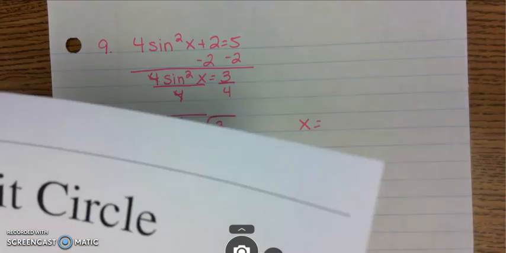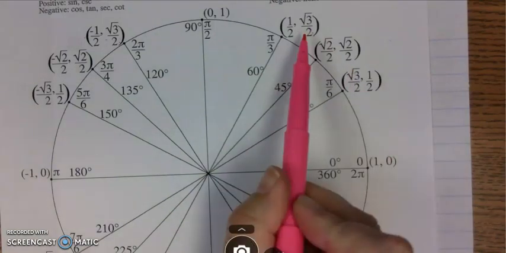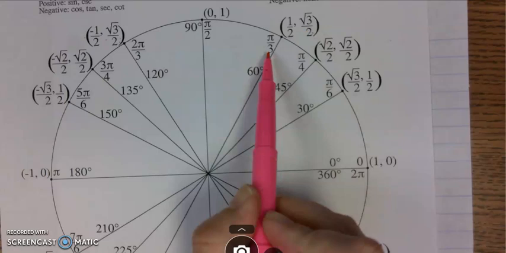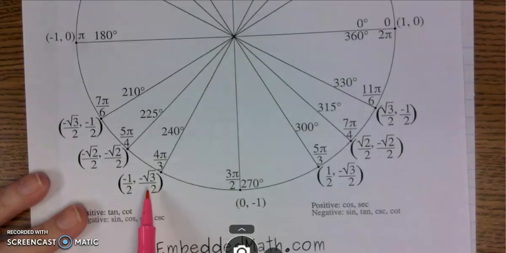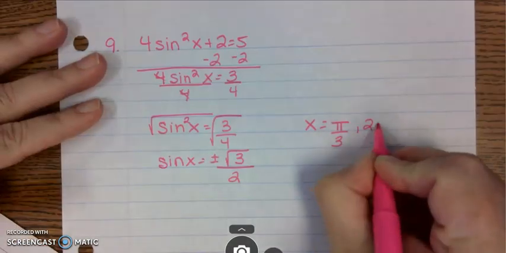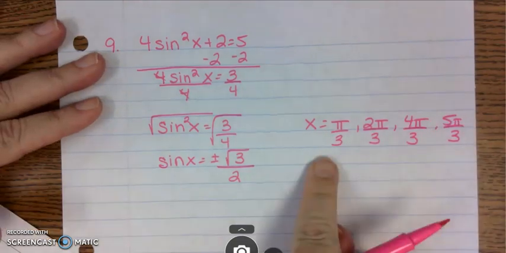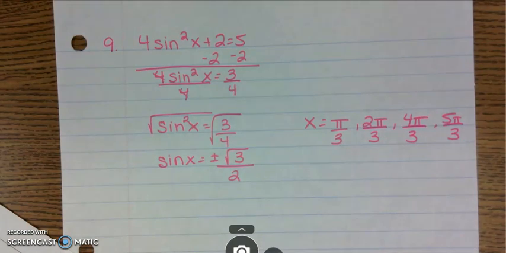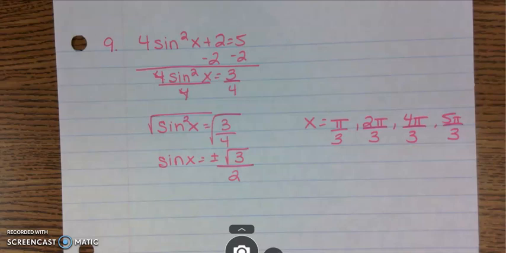Okay. So the question is, when does sine equal the square root of 3 over 2, regardless of the positive and the negative? So let's look at our good old buddy, the unit circle. So sine, remember, is your y value. So pi over 3 and 2 pi over 3, 4 pi over 3, and 5 pi over 3. Now, what really is cool is that you should always have the same denominator. If you end up with two different denominators here, you know you have made a mistake. You've got to be careful.